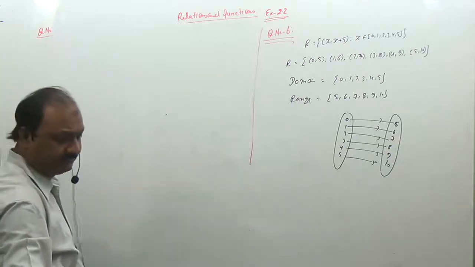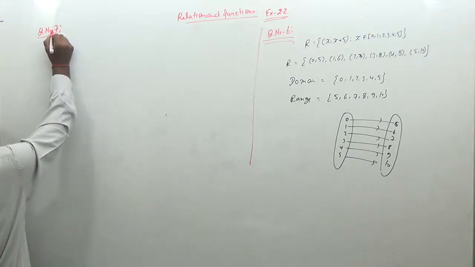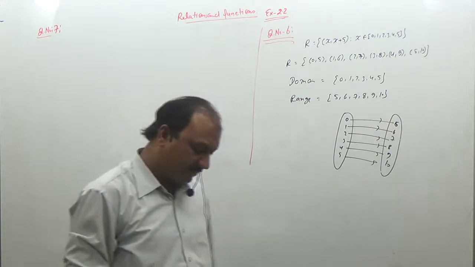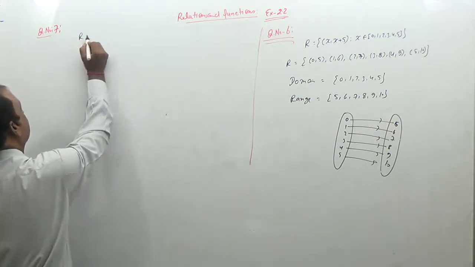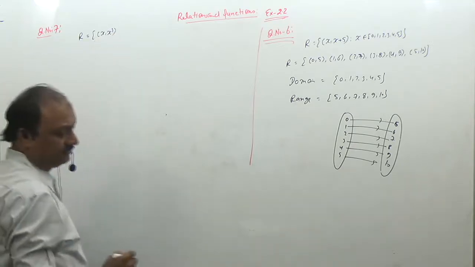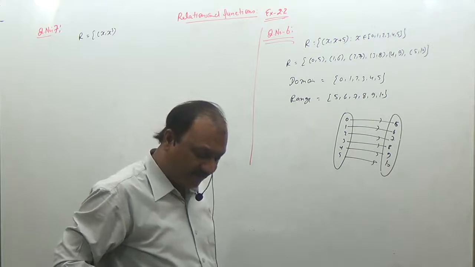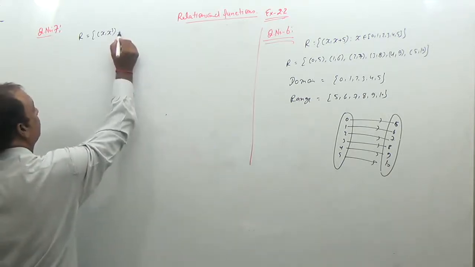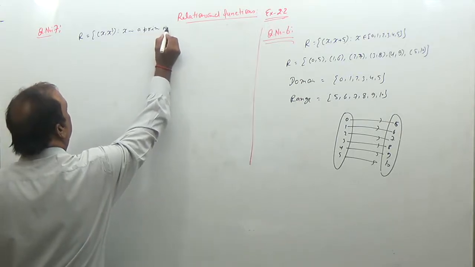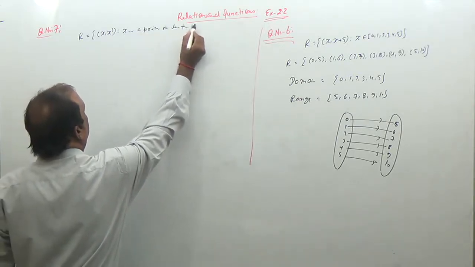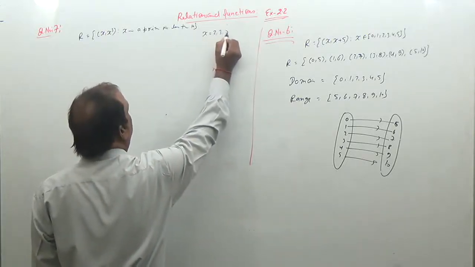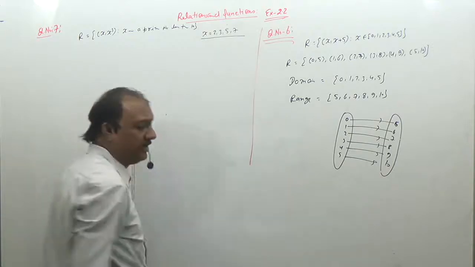Question 7 is: write a relation R which has the ordered pair as x and x cube, such that x is a prime number less than 10. So we can take x as 2, 3, 5 and 7. These are the prime numbers less than 10.